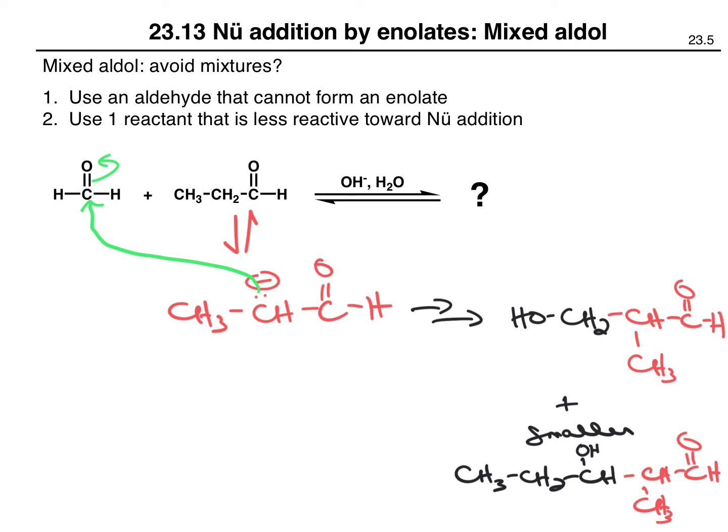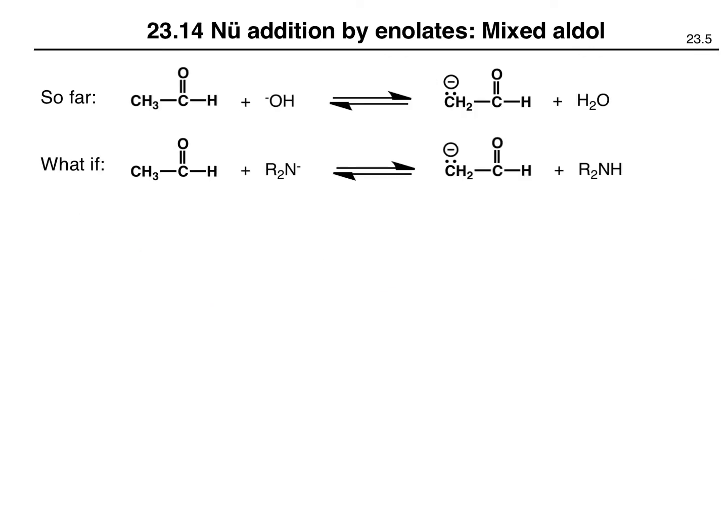Let's see if there's something else we can do. So far, as we've been talking about aldol reactions, we have been talking about using a base such as hydroxide to generate this enolate along with water. Thinking about the pKa values, this is 15.7 and this is about 17. Look back in your notes to check that.